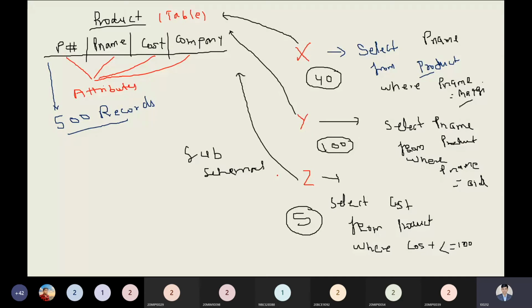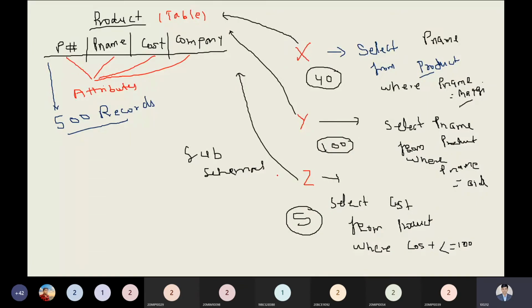This is a very simple example to clarify all the concepts in a simple way. I have taken a small table, a product table. Here I am talking about a single table only, not the database, because a database can have multiple tables, more than one table.